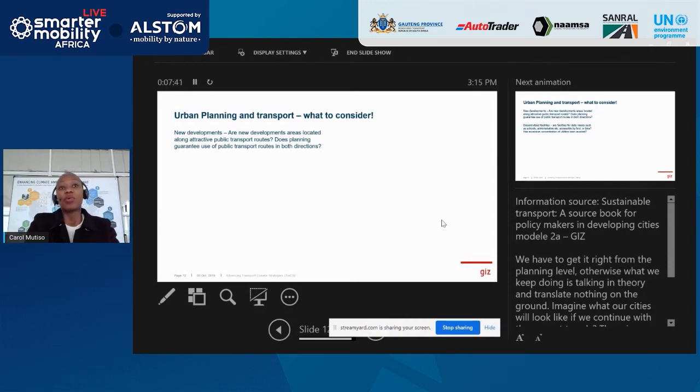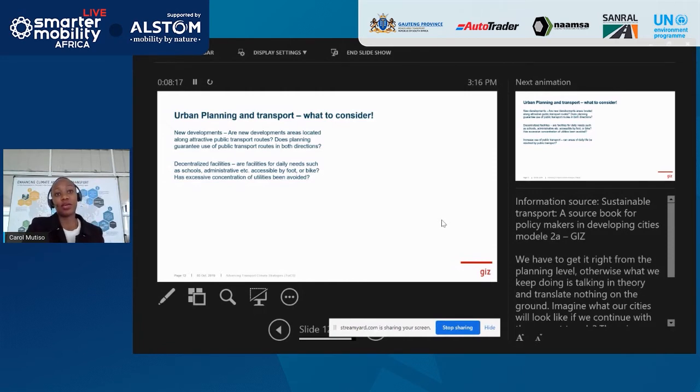So when we are thinking of new developments, whether it's structures and all that, we have to make sure that it is attractive for public transport routes, because we know that the occupancy rate is very high compared to a person who is only occupying one person per vehicle. Then another aspect we have to look at is decentralized facilities, and ask ourselves whether the facilities for daily needs, we have schools, we have administrative needs, are accessible by foot or bike, because having excessive concentration of utilities, if we drive them away from the population and where people are, it will mean that people will be forced to choose motorized transport as a way of commuting.